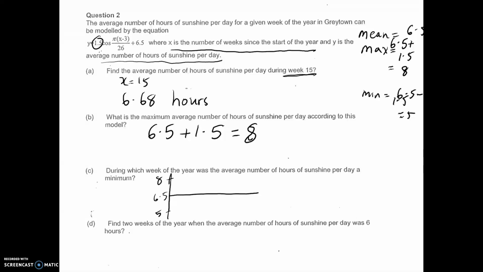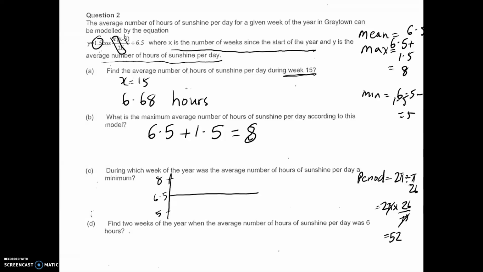So let's work out the period. Remember, period is 2 pi divided by b, and b in this question is pi over 26. So period equals 2 pi divided by pi over 26. That works out to be 2 pi times 26 over pi, which is 52. So the period is 52.